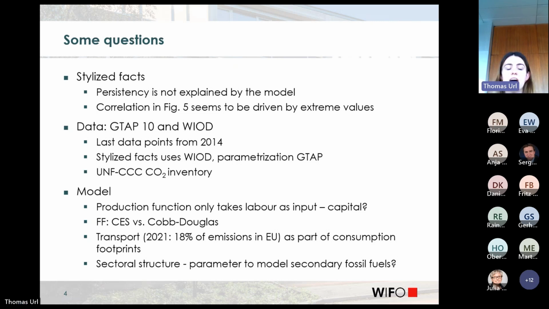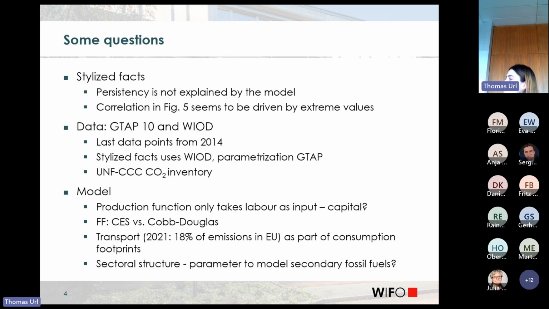Maybe you can discuss a bit the data limitations you've had. I know that both data sets end approximately in 2014. I'm sure that's a data problem, but would you see it as a limitation in your model? I mean, 2014 is 9 years ago. How would you respond to that? Just a couple of weeks ago there was a new update release for GTAP, which covers I think 2017 or 18, which is still 5 years back.